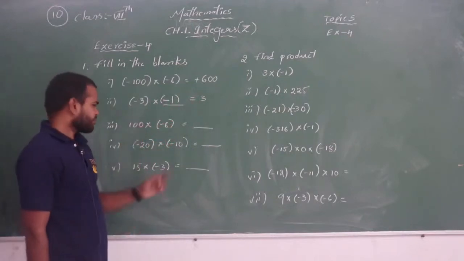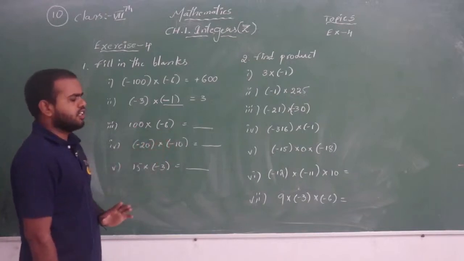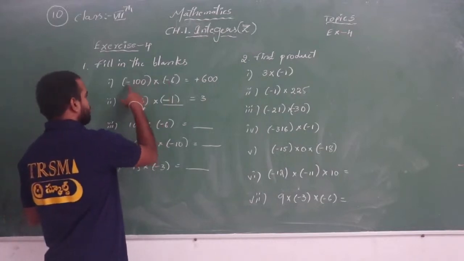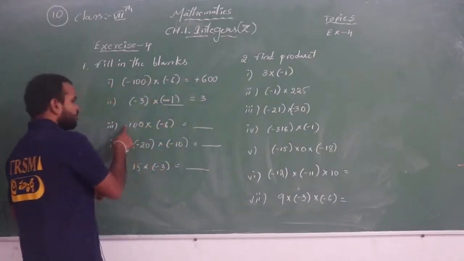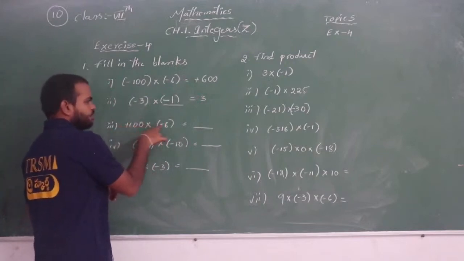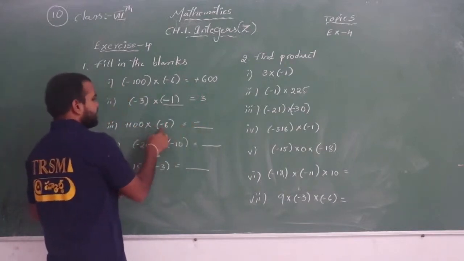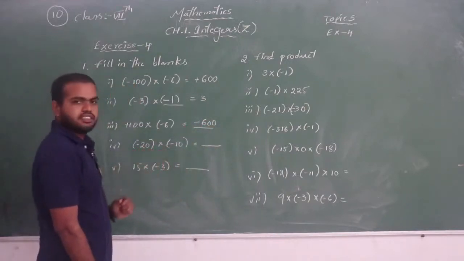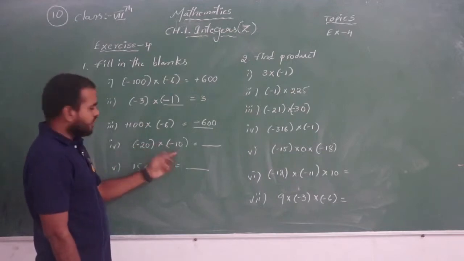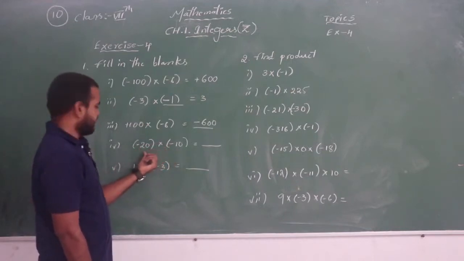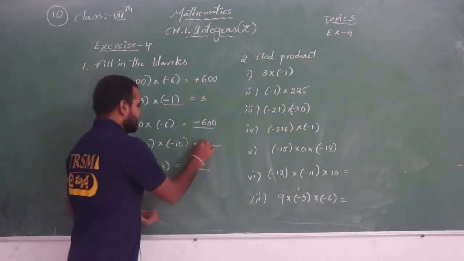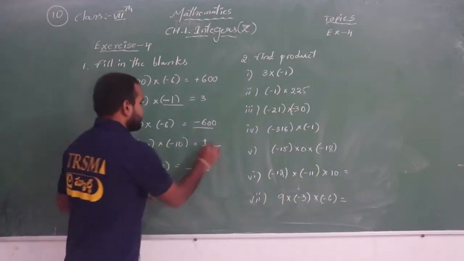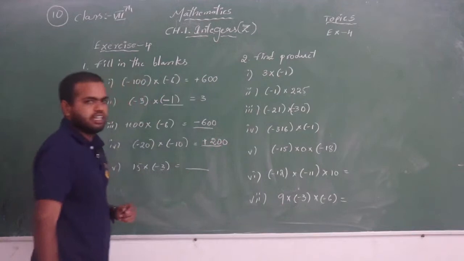Now see the third one: 100 into minus 6. Compared to the first question, where minus into minus gave plus, here there is nothing, which means plus. So plus into minus is nothing but minus. 100 into 6 is nothing but 600. Now see the next one: minus 20 into minus 10, right? Both are minus. Whenever we multiply a negative integer with a negative integer, the product is a positive integer. 20 tens are how much? It is nothing but 200.